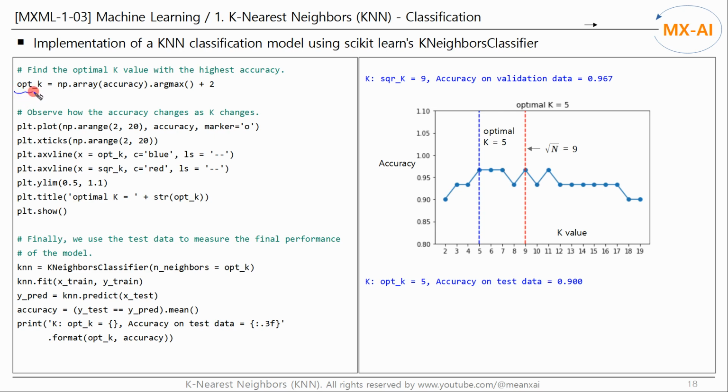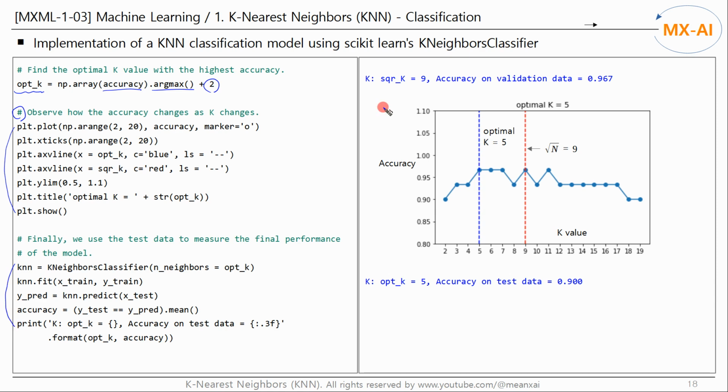Then we find the optimal k value that gives the highest accuracy. Since we started the for loop at 2 on the previous page, we add 2 here. And we observe how the accuracy changes as the value of k changes. Finally, we use the test data to measure the final performance of the model.